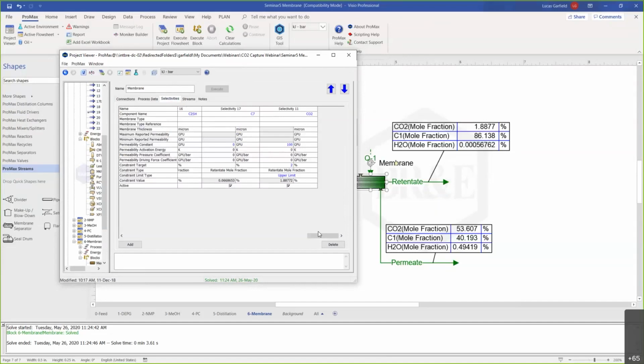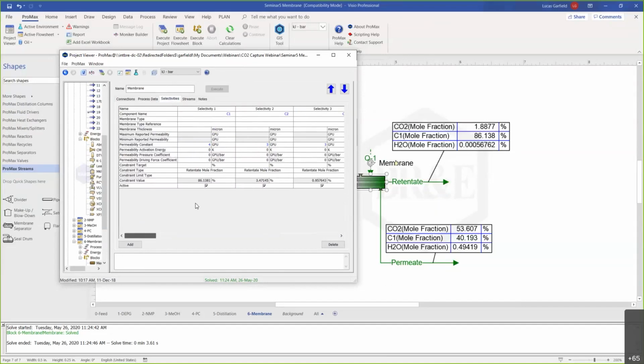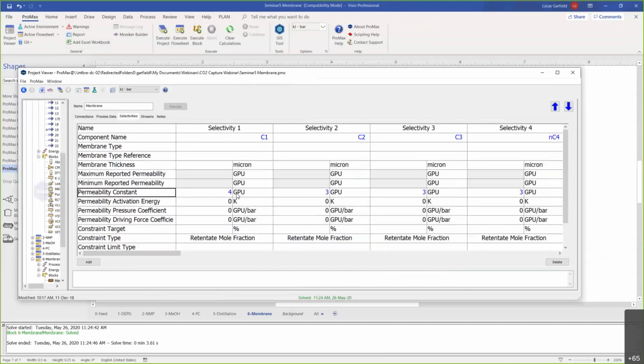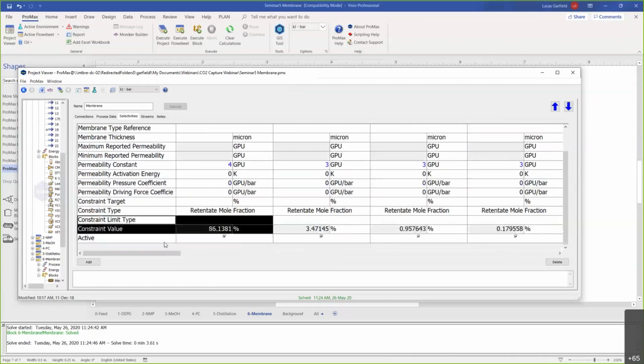So I've got all of these different selectivities here. For each component in my inlet stream, I've defined a selectivity, and I've set this up using permeability constants, in units of GPUs, gas permeability units. And so you can see that for each specific component, I've got a different permeability. So for methane, ethane, etc., I've got these different permeabilities.